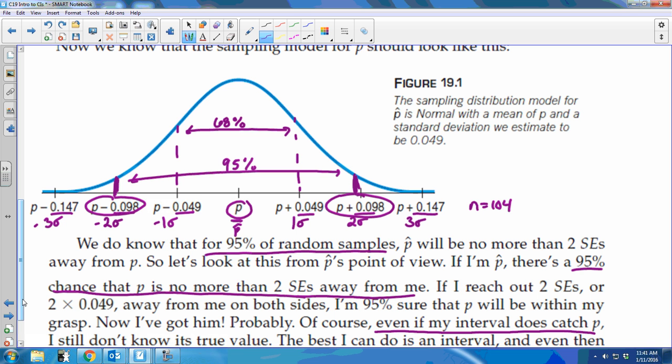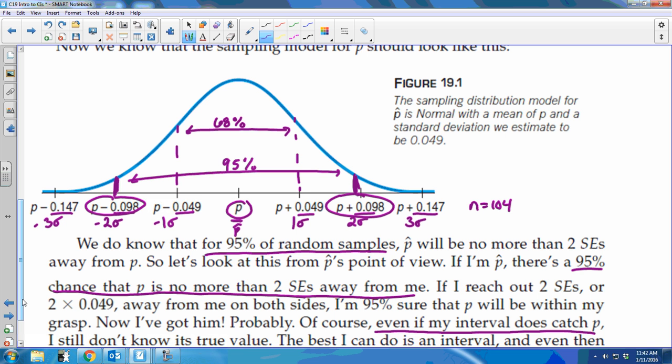If you were p hat, then, because we know what p hat is, there's a 95% chance that p is no more than 2 standard deviations away from that. So if we think about estimating, and we replace p with p hat, because we have to have some center, we are estimating it by using our sample proportion. But there's a 95% chance that the actual population proportion is within 2 standard errors. That's the whole entire point of a confidence interval.